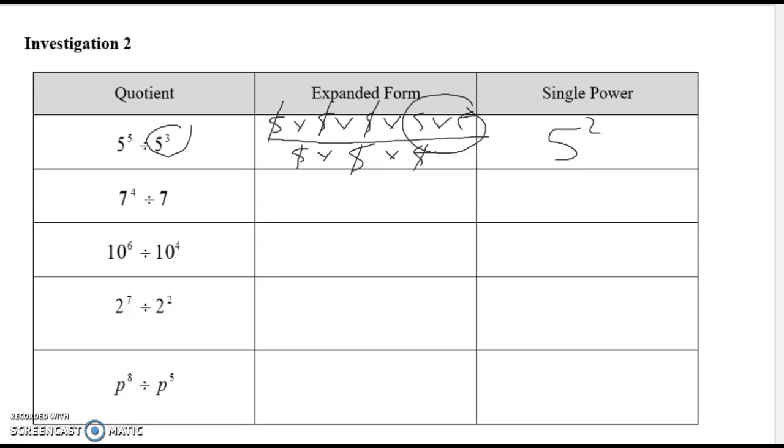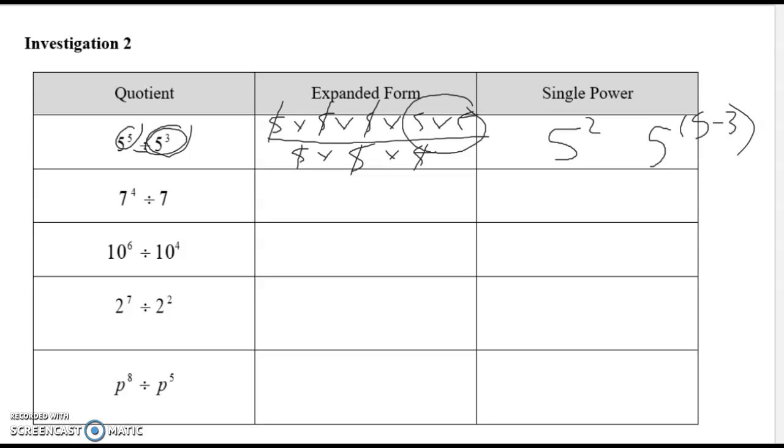And just in brackets here, if we looked at our exponent, we had 5 on the top. And then divided by is subtract. And then our other one was 3. So if you do 5 minus 3, what do you notice? Gives you 2.